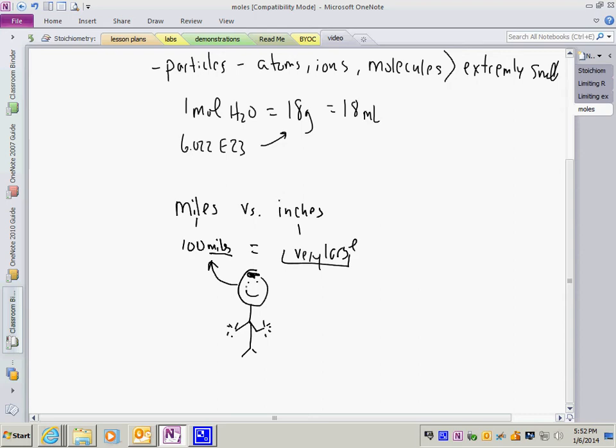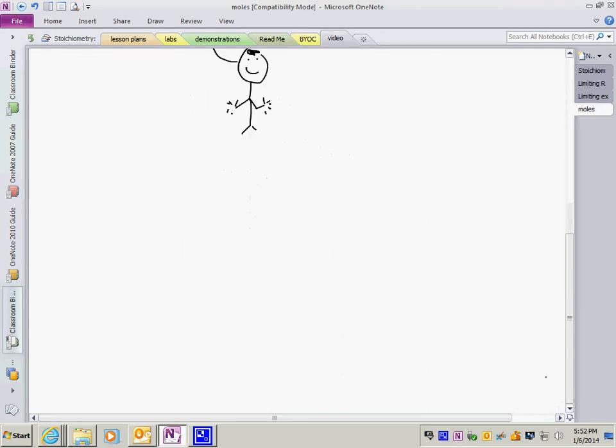So with that said, it's the same exact thing. Any calculation that we do with inches, we can do with miles. Same thing vice versa. So what is this mole thing going to work off of? Well, first of all, a mole can be converted back and forth to numbers of particles.